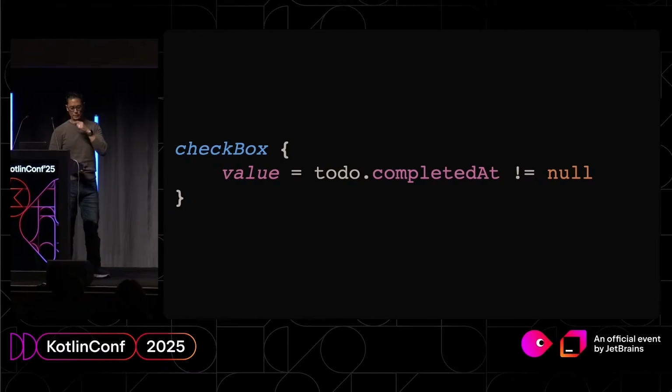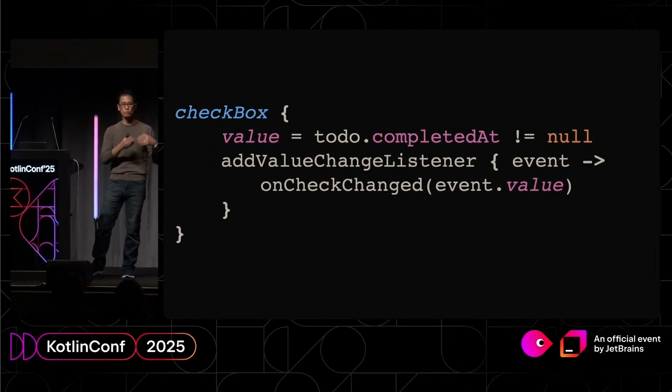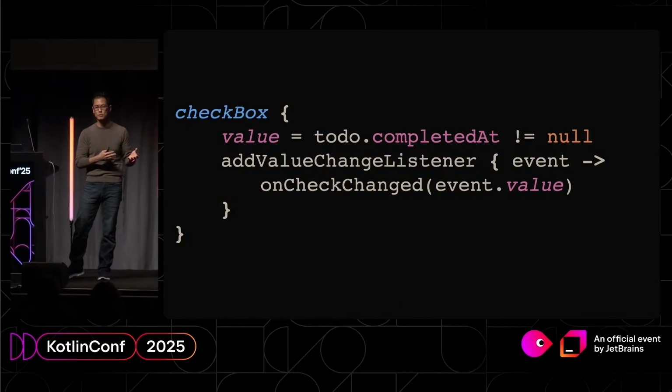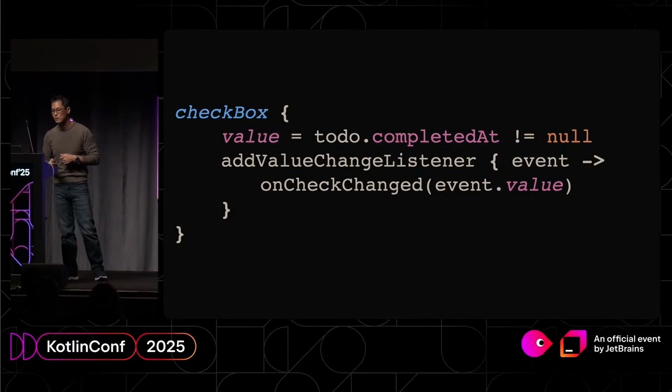So for the checkbox itself, what we're going to do is add a value change listener and say, hey, if I'm checked, pass me the event, and then run the operation that you told me to do, right, with the event, which is basically saying I checked it or I didn't check it.